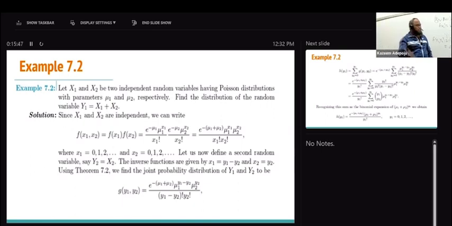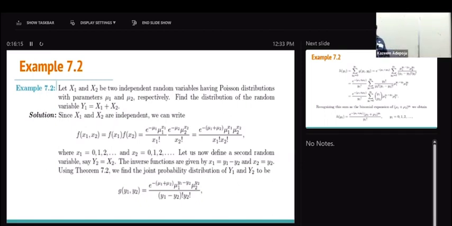Then the next thing you need is the inverse of x1 and the inverse of x2. When you create the inverse of x1 and x2, then we need the Jacobian. From there, what we're going to do is get the inverse now.